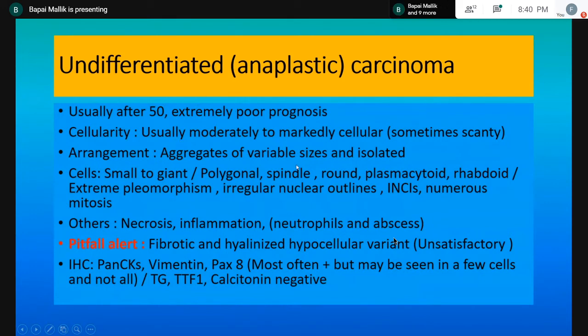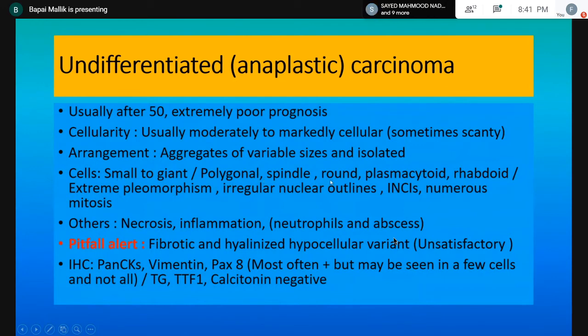Smears are usually markedly cellular. They show aggregates of variable sizes and isolated cells. The cell morphology can be very variable. You can actually have a small cell variant of anaplastic thyroid carcinoma, and you can think how difficult that is going to be. And some of them can be giant cell variants. So look at the variation from small to giant.